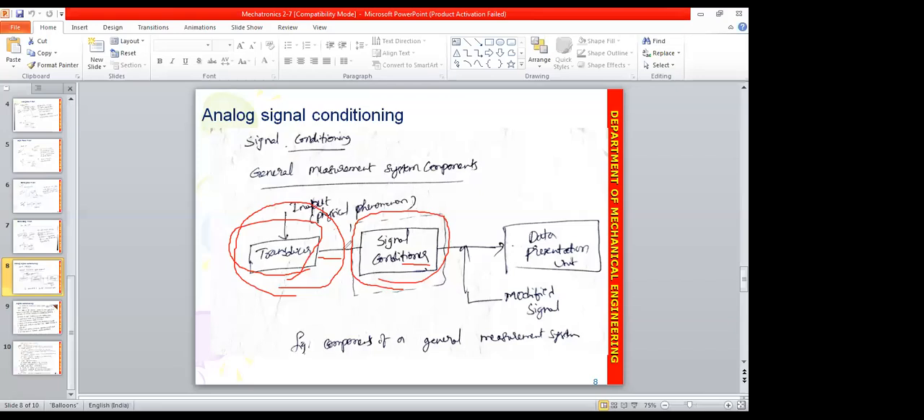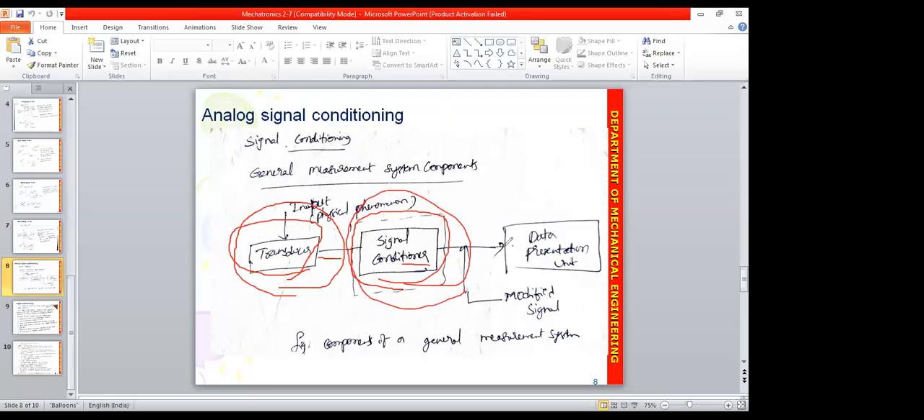That is not correct. That is not satisfactory. That is not useful. So that's why we are sending that output signal from the transducer into a signal conditioner, to make the signal correct. Here the signal conditioner is the intermediate stage. It makes the output signal into the correct form before it goes into the data presentation unit.